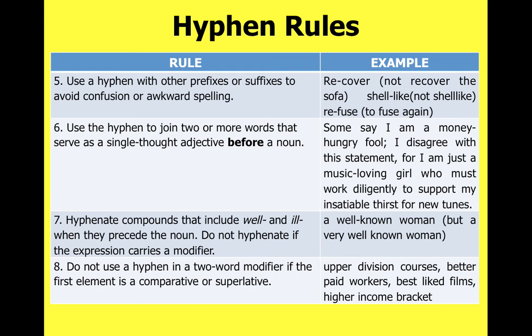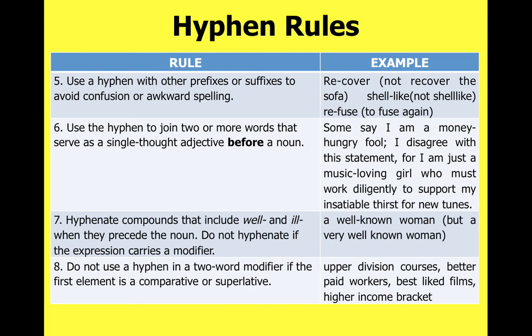Rule number 7, hyphenate compounds that include well and ill when they precede the noun. Do not hyphenate if the expression carries a modifier. Okay, so you might say a well-known woman. So because it has well, you're going to use that hyphen before you get to the next adjective, known. But if you have a modifier in there, an additional adjective like very, you do not hyphenate it. Very well known woman.